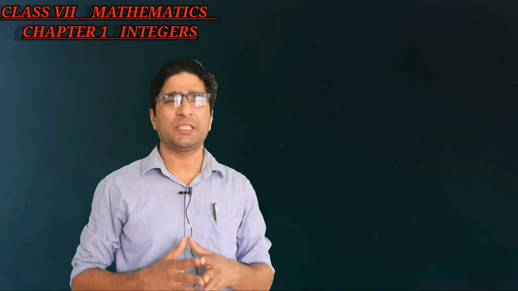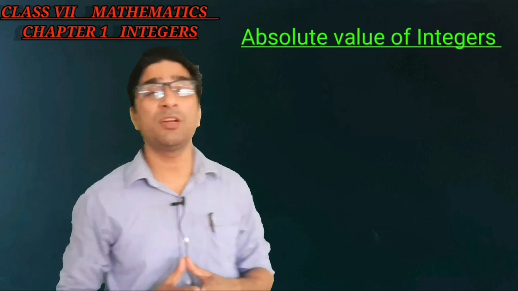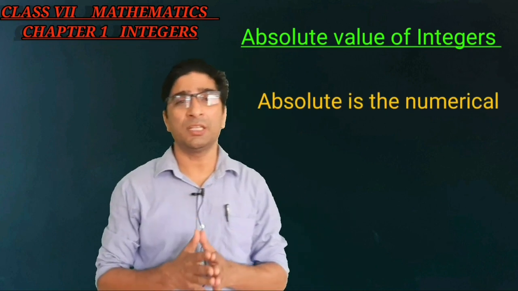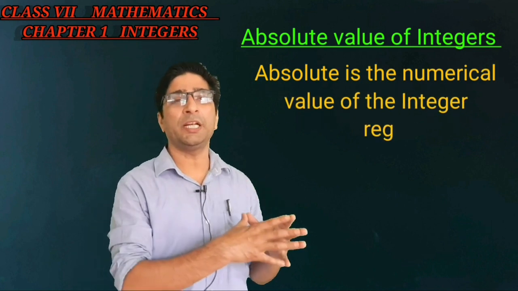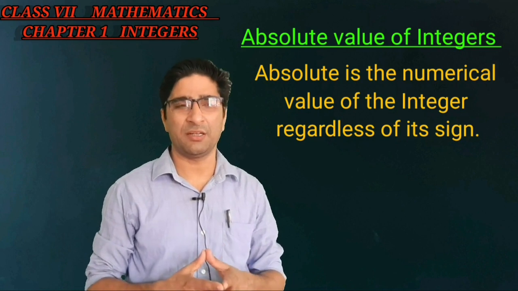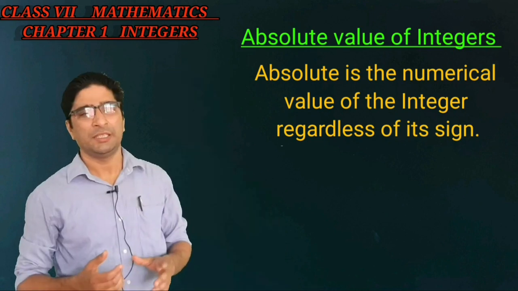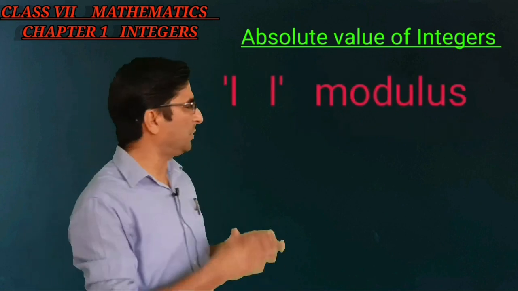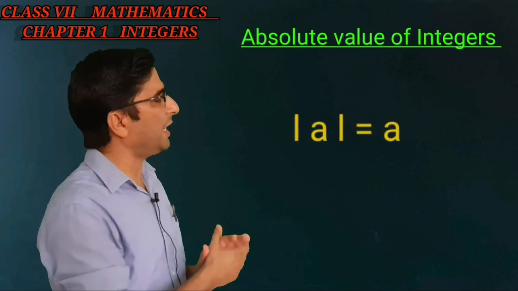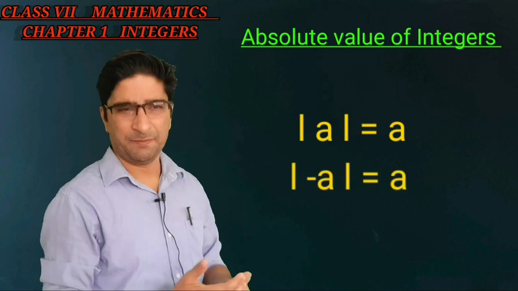Now my dear, we have to understand the absolute value of integers. What is the absolute value of an integer? Absolute value is the numerical value of the integer regardless of its sign. The absolute value of an integer tells about its numerical value only. Absolute value can be written with the modulus symbol. So modulus of a is always a, as well as modulus of -a is also a.